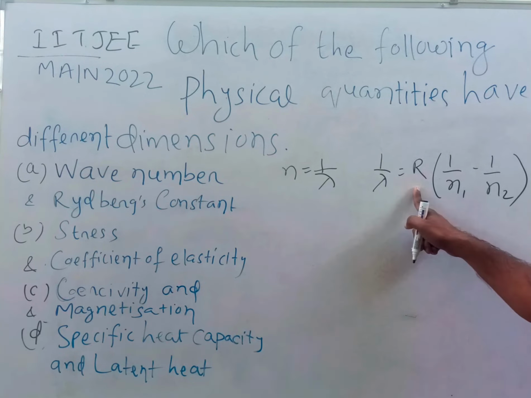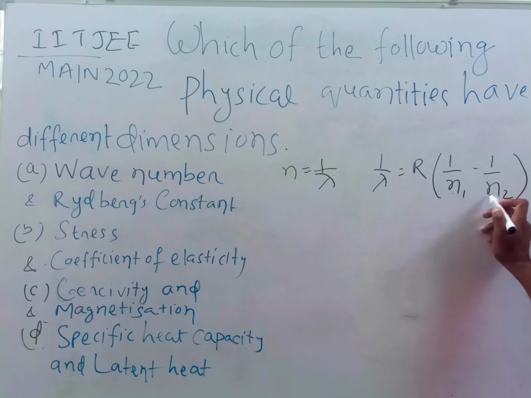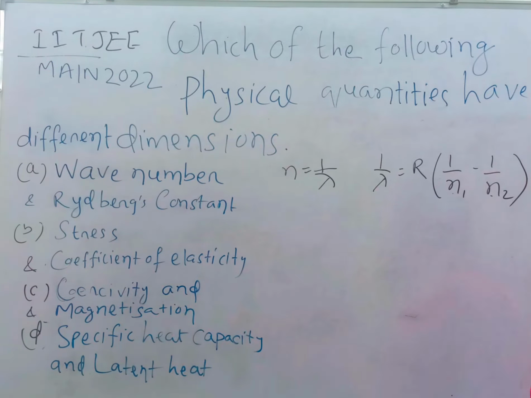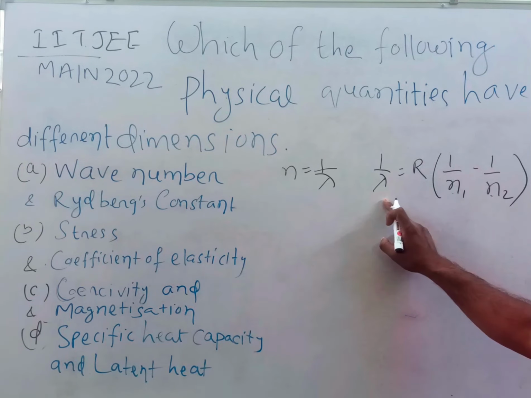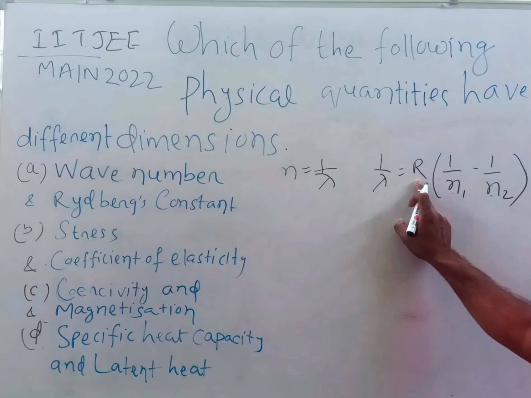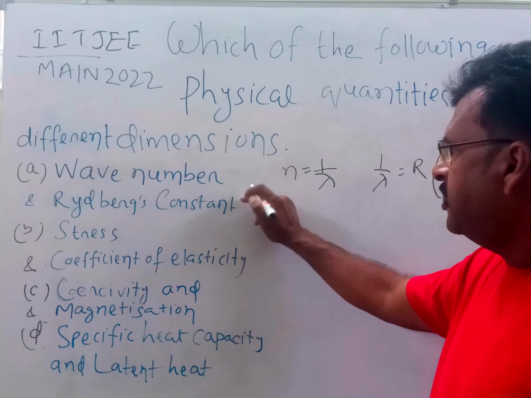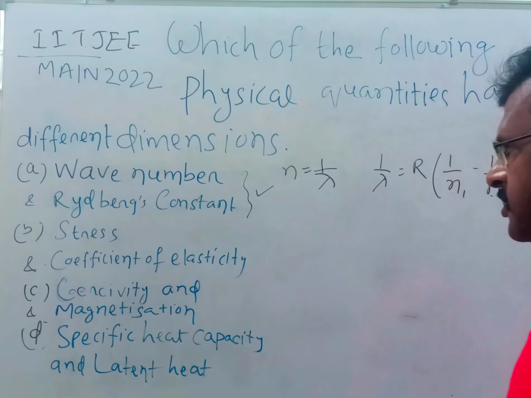Okay, student. So these n1 and n2 are pure numbers. So what will be the dimensions of Rydberg constant? According to homogeneity of dimensions, Rydberg constant has the same dimensions as 1 by lambda, or wave number. So both of them have the same dimensions.